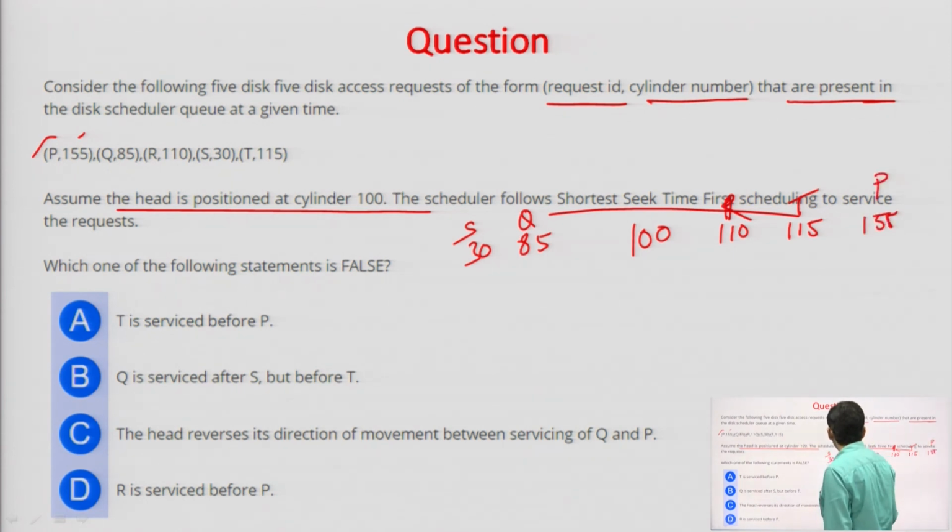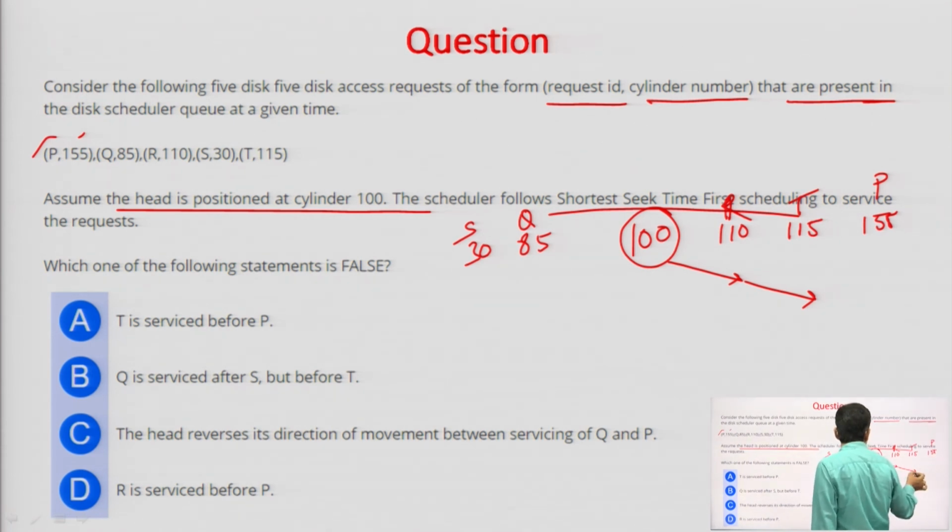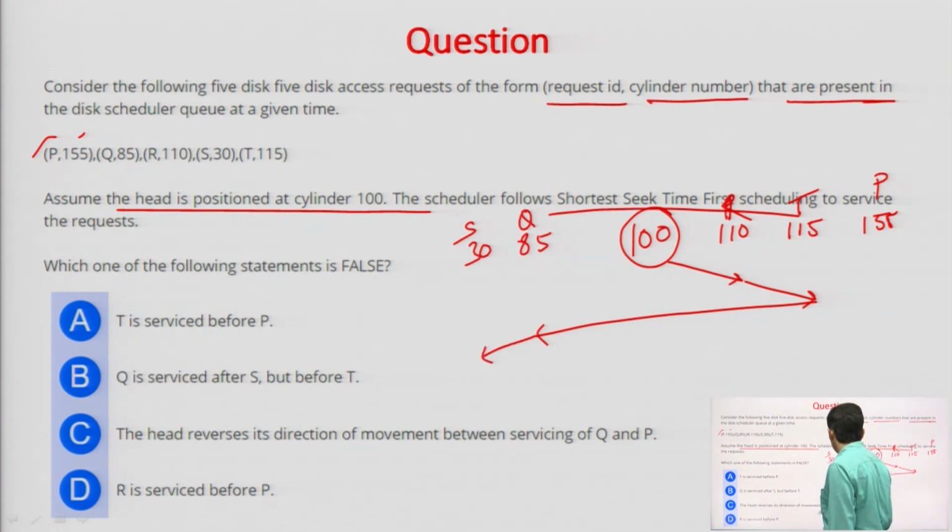So, with the shortest seek time first algorithm, currently the disk arm is at 100. So, 110 will be the nearest one, and then from 110, 115 is the nearest one. Then from 115, two options are there, either to move to Q or P. Obviously Q is the nearest one, so I will satisfy that. And then from 85, S is the nearest one, and then from here we have P to satisfy.